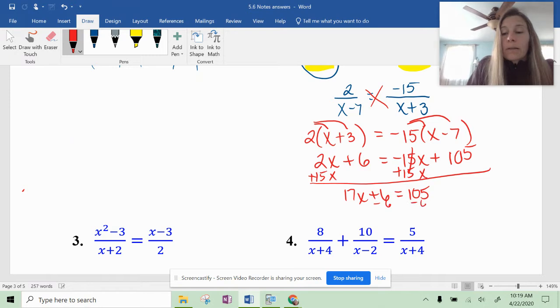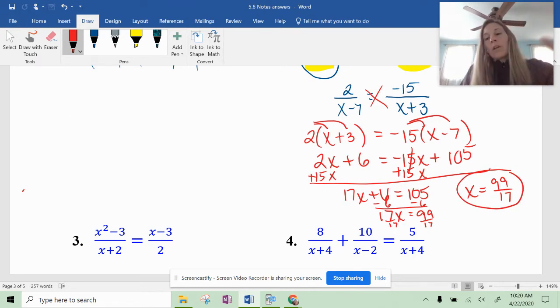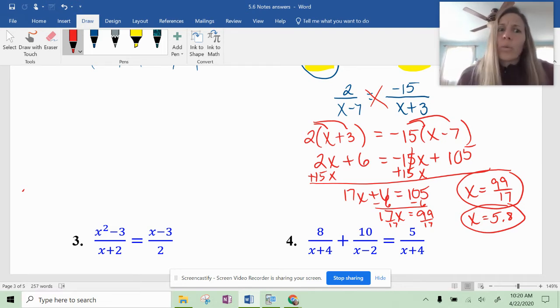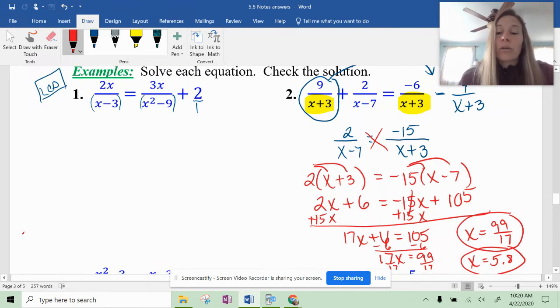Subtracting the 6, that gives me 17x equals 99. And I'm dividing it, and I get x equals 99 over 17, which is an awkward answer, obviously. If you work it out on your calculator, you're going to get 5.8. So again, we want to check this answer to make sure it's not extraneous. It does look kind of like a weird answer. That doesn't mean that it's extraneous, but we want to plug it in.